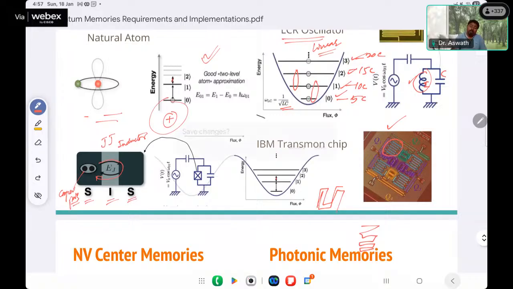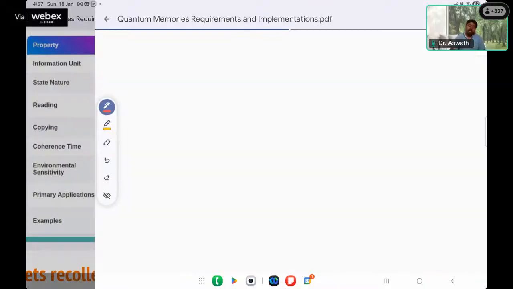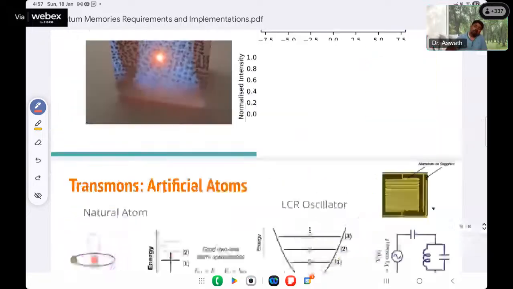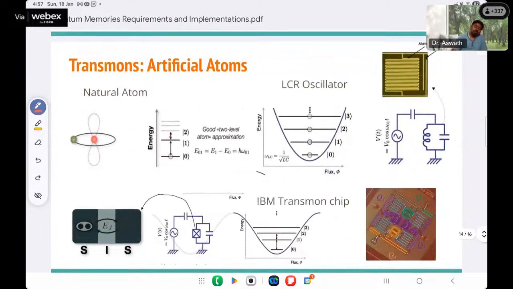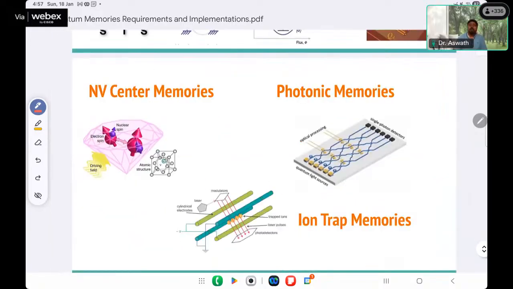When it comes to the inductor, they have a superconducting material, some kind of a cantilever. Between one superconductor and the other superconductor, there is an insulator. That is how the inductor is. This is the inductor part. So that is how artificial atoms are realized.